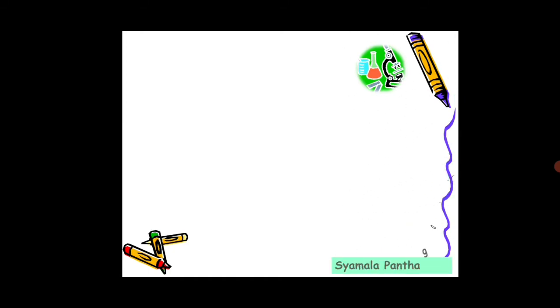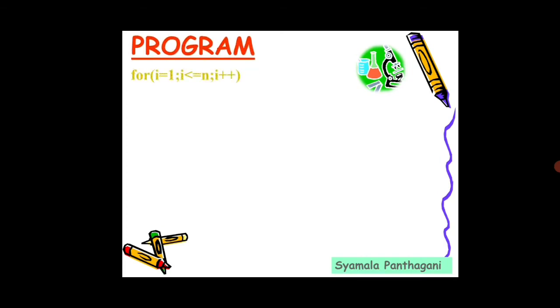We have written the input part in the previous slide. In this slide, we are writing the calculation part. That is, for i is equal to 1, i is less than or equal to n, and i plus plus. We are checking the factors from 1 to n, means 1 to the given number.